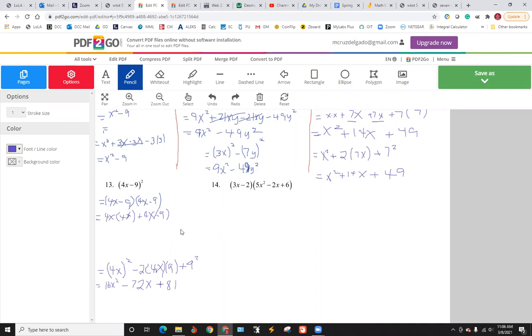I have room for that. And that's a negative 9. Minus 9 times 4x. There's just a difference in order there. Those are the same things. Plus negative 9 times negative 9.